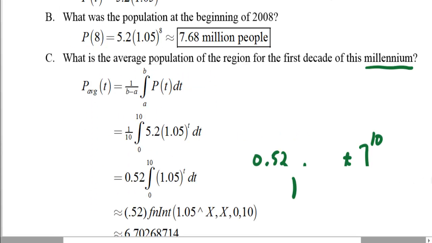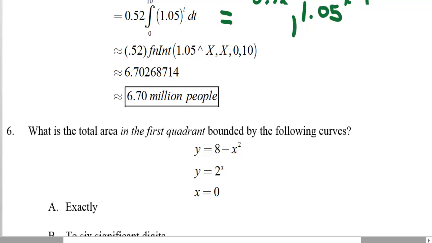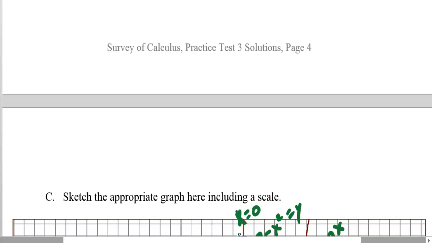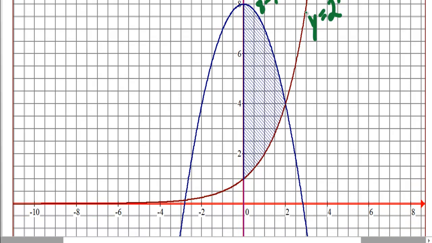We do, however, want to see this other point where they intersect. We're looking at solving this system of equations where y equals 2 to the x equals 8 minus x squared. And it looks like it might be 2, and in fact it really is. 8 minus 2 squared is 8 minus 4 is 4. And 2 to the second is also 4. So in fact, that point is the point (2, 4), our point of intersection. So our x's are running from 0 to 2.